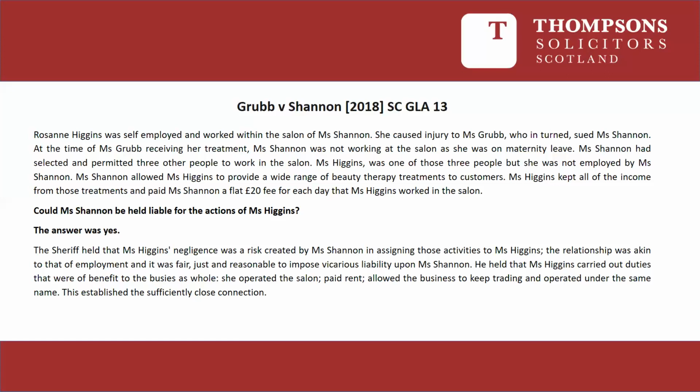Miss Shannon significantly obtained a real benefit from Miss Higgins operating in that salon. She received rent, the business kept trading, and they also had the benefit of the goodwill attached to the name of the business. Crucially, the services provided by Miss Higgins were an integral part of Miss Shannon's business, and she was not merely operating as an accessory to the salon. There was therefore a sufficiently close connection to establish vicarious liability in this case, a decision that had not ever been held before.